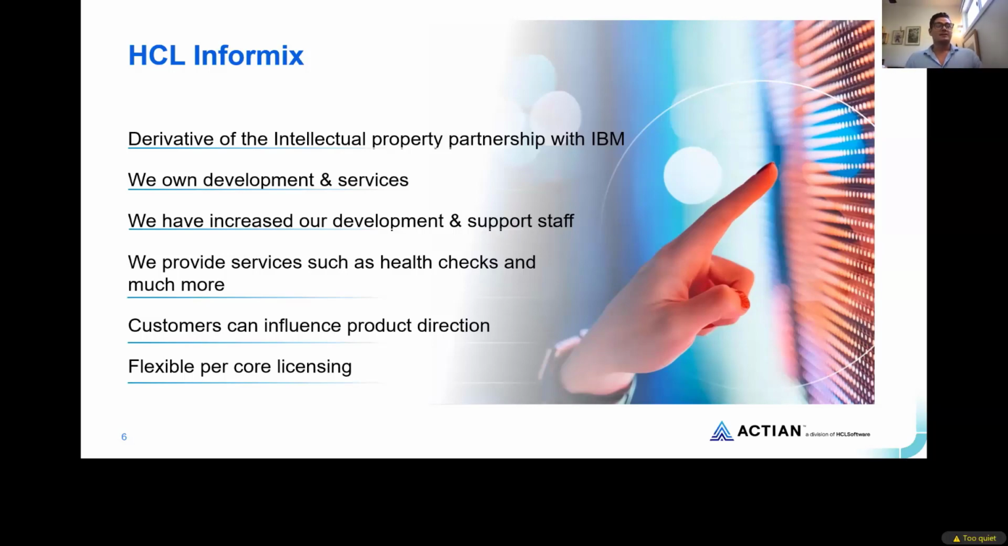One other unique licensing area when it comes to HCL Informix is that we have flexible core-based licensing. Now, we view this as being quite simplified and easy to understand and easy to construct depending on a customer's needs. So this is going to be key to where we move in the future, to providing simplicity. At HCL Software and particularly Actian, our mantra is make data easy. This comes down to our licensing as well, and we really believe that we can offer this to customers.